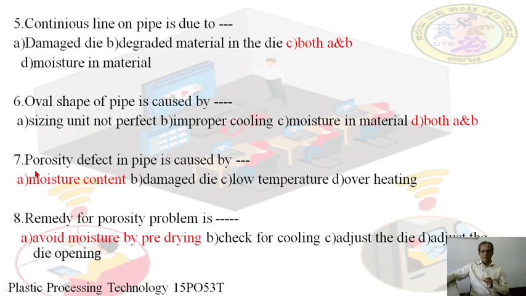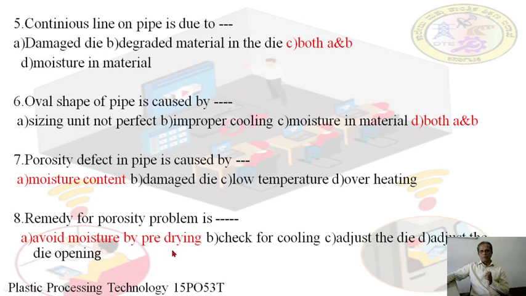Question number 7. Porosity defect in pipe is caused by dash: moisture content, damaged die, low temperature, overheating. So porosity is due to moisture content in the material.